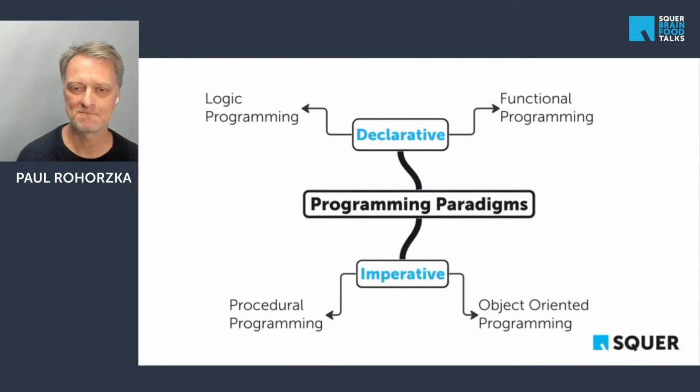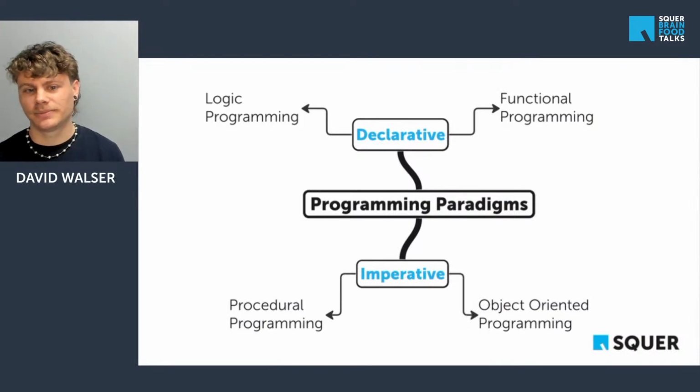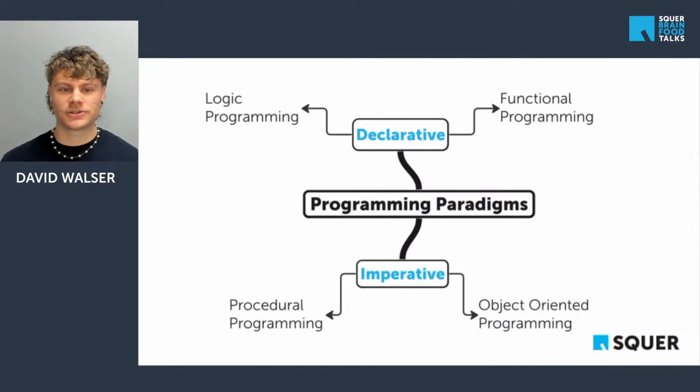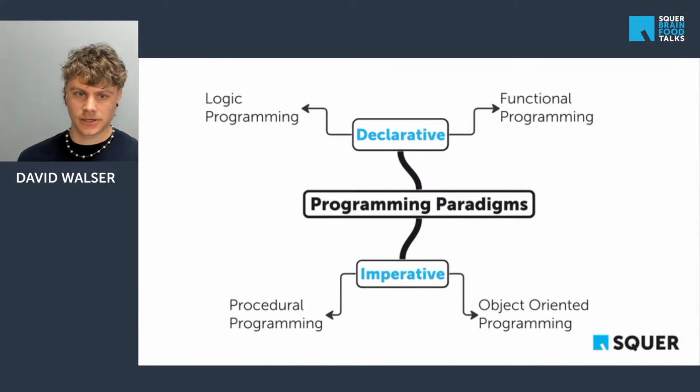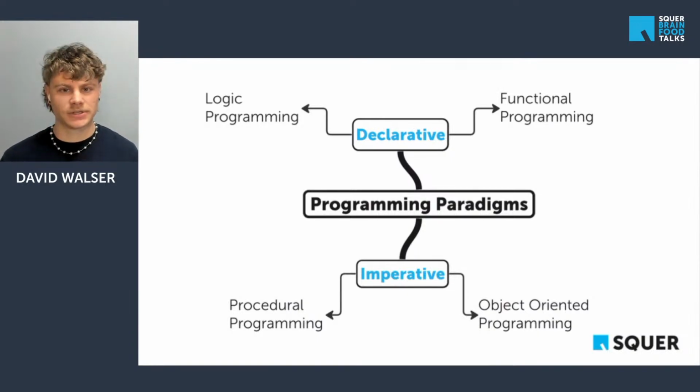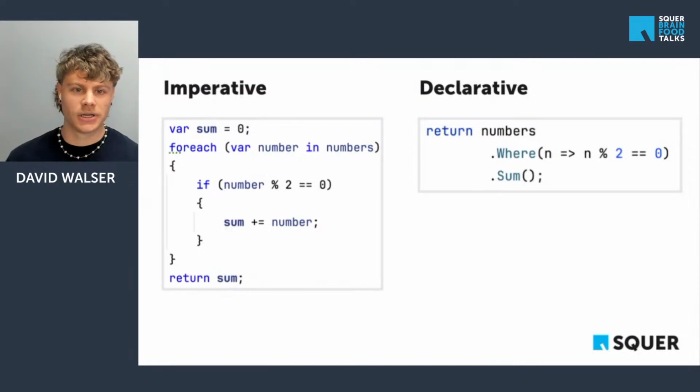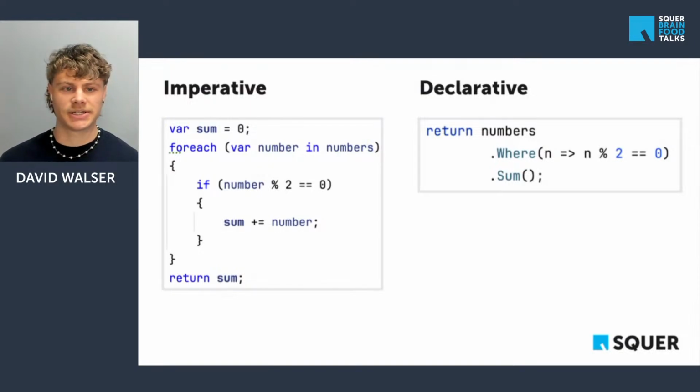Yeah, let's start with talking a little bit about programming paradigms. So they can be divided into two main categories, the imperative and the declarative. Object-oriented programming and procedural programming are considered imperative. Functional and logic programming are considered declarative. I brought here a short and simple example to point out what the difference between those are.